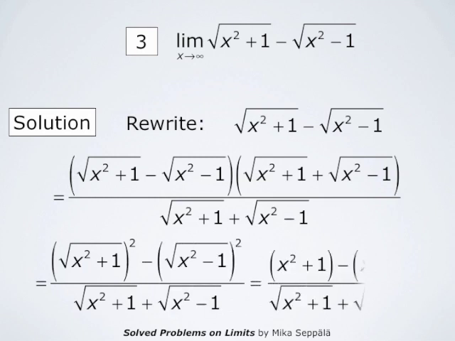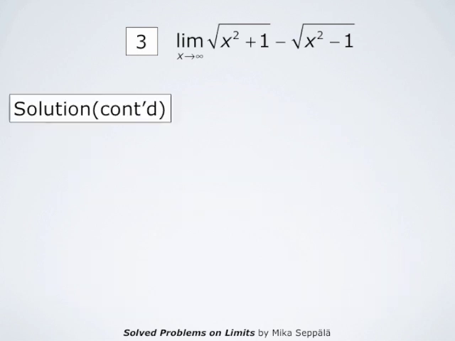So this becomes the square root of x squared plus 1, squared, minus the square root of x squared minus 1, squared, divided by the sum of the square roots. The square root of x squared plus 1, squared, is just x squared plus 1. The square root of x squared minus 1, squared, is just x squared minus 1. Therefore, in the numerator we get rid of the square roots.